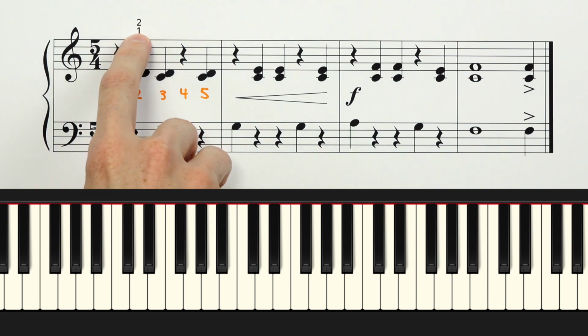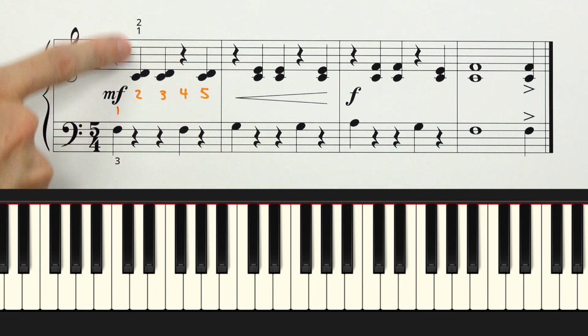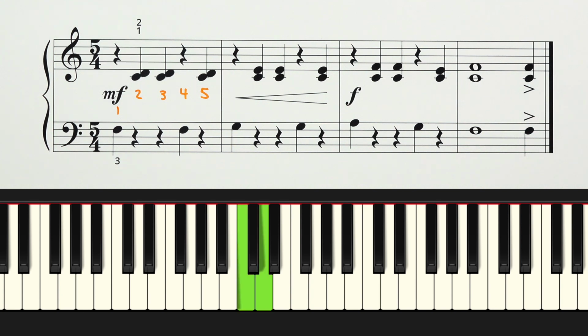Let's look at what the position for a hand will be. Fingers 1 and 2 are on C and D, so try that for your right hand. And then for your left hand, finger 3 is on this bass F. So that's the position for this example, this challenge.